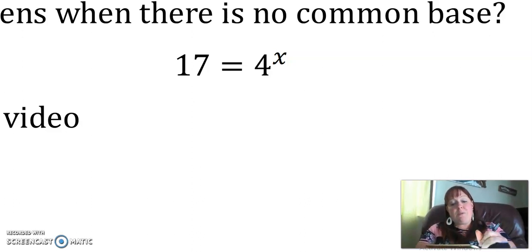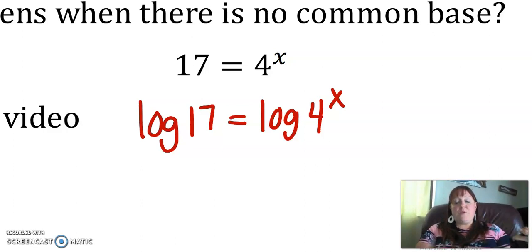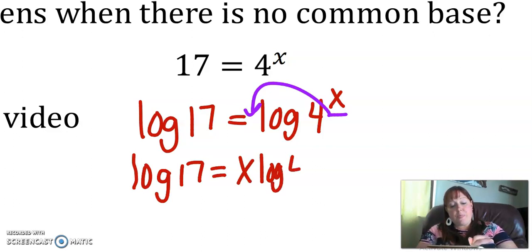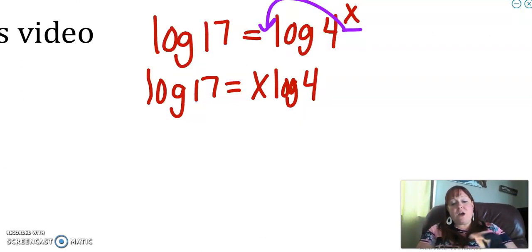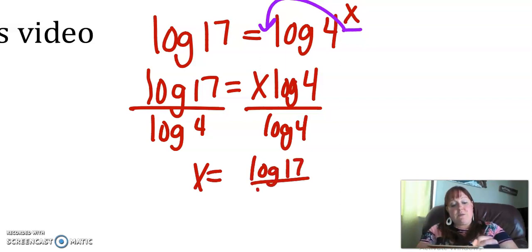Okay, so what would happen if we take the log of both sides? We have log of 17 and then log of 4 to the x, okay? Well, what do we know about exponent rules, or log rules? We can take this x and we can move it out front. So now we have log 17 equals x log 4. Now we want to get x all by itself, so we're going to divide both sides by log 4. And we get x equals log of 17 divided by log of 4.